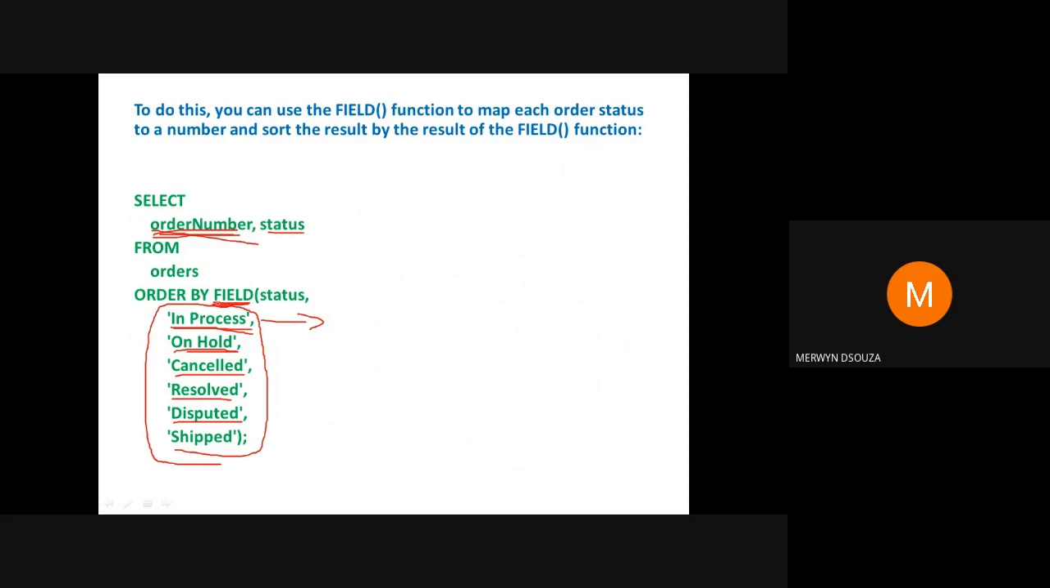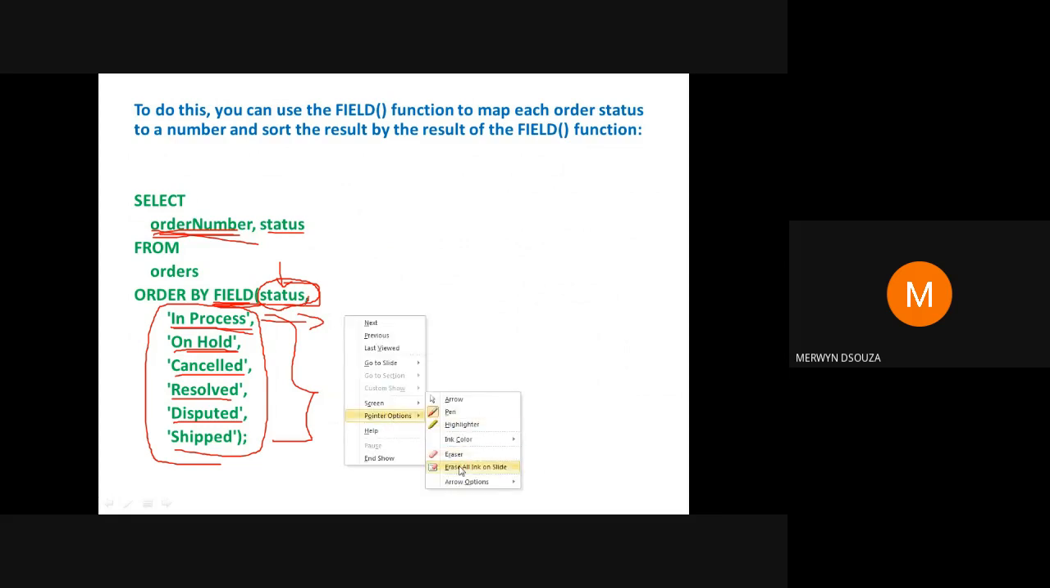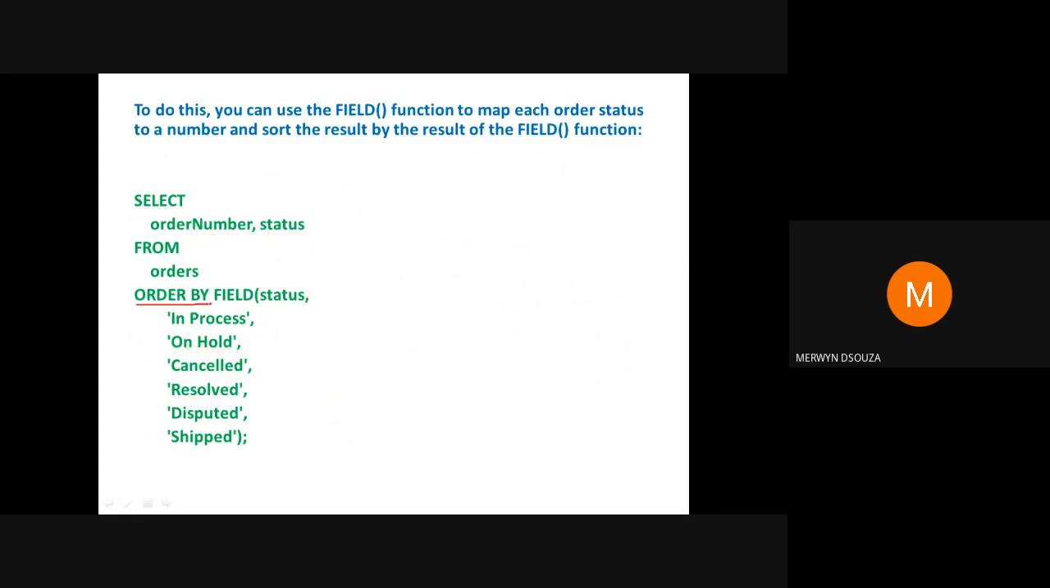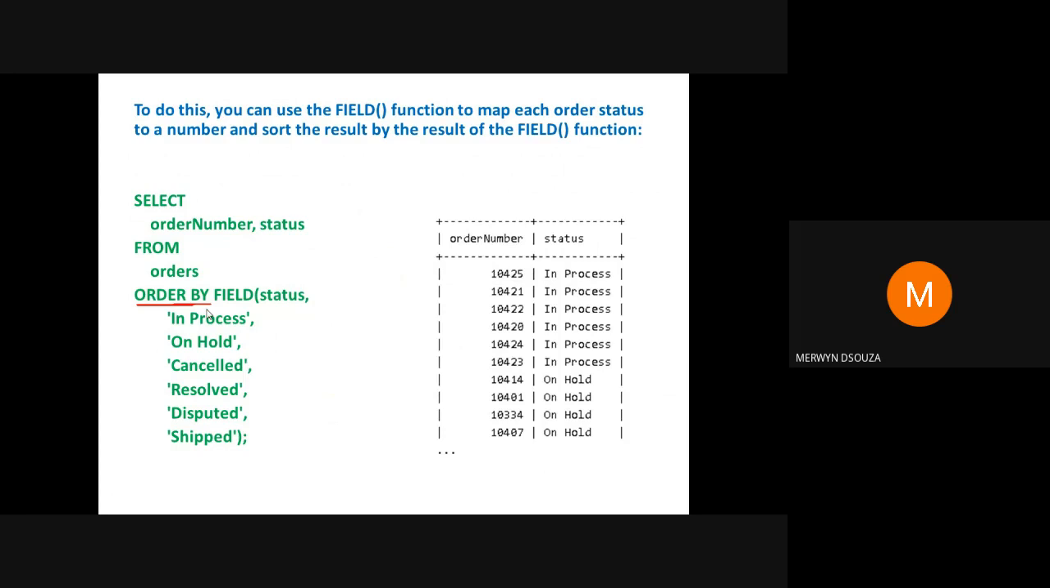The FIELD function takes these parameters: the name of the column, and the different values that are present in the status column. You separate them with commas like this, and you fire the query using the ORDER BY clause. It will sort the data and give you the result. It will look something like this.